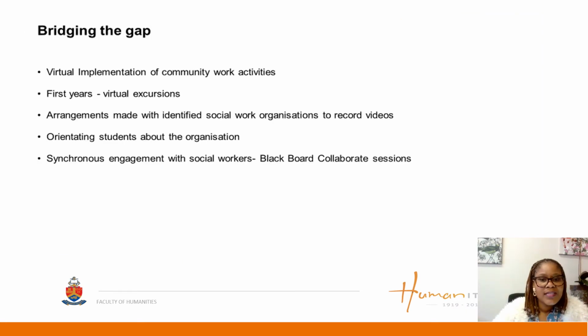Given these circumstances, as well as the potential consequences that the COVID measures could have had on our students, we had to find innovative ways of bridging the gap so that our students were not further disadvantaged or even prohibited from getting any form of exposure to community work as a method of social work intervention. To achieve this, community work activities had to be implemented virtually.